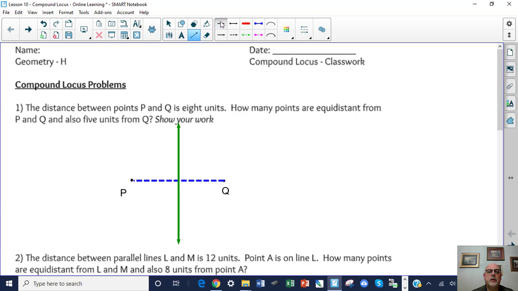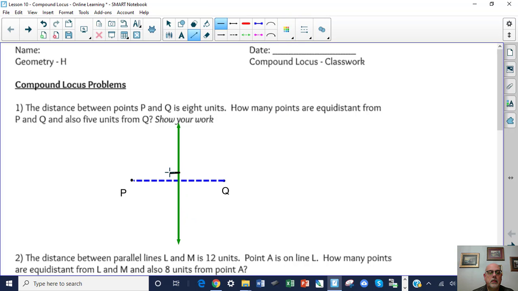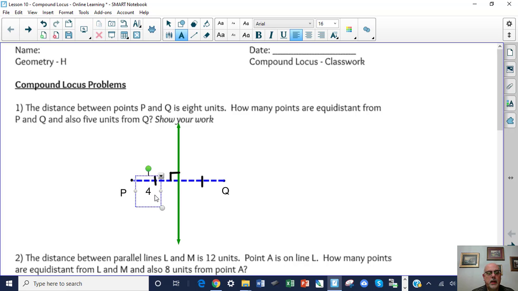Perpendicular, and they're congruent. So now let's think about this. P and Q are 8 units apart. The distance here is 4, and the distance here is 4.